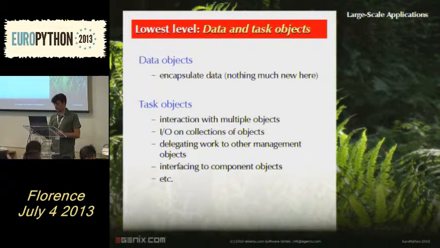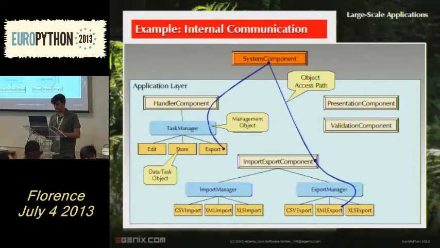And then, of course, you have the data objects. Like, we mostly use namespace objects for these things. And we have task objects for things like, I don't know, batch jobs, for example. Basically, stuff that you need to do, whereas data objects just store the data in a way that's easily accessible.